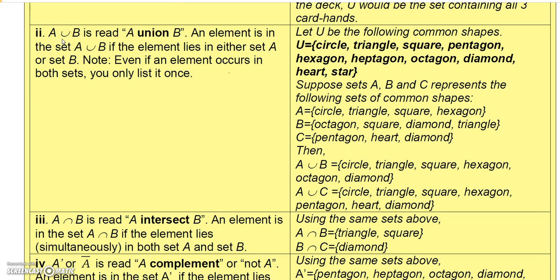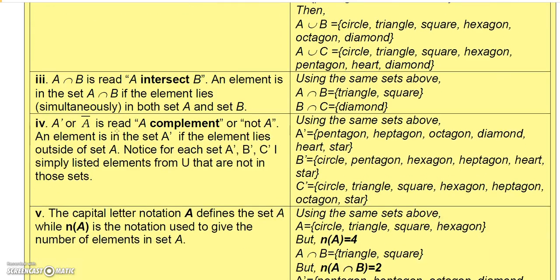This notation would be the set A union B. So for instance, if the universal set were these shapes: circle, triangle, square, pentagon, hexagon, heptagon, octagon, diamond, heart, and star, then let me just make up 3 sets here. Let's say that A is the circle, triangle, square, hexagon, B is the octagon, square, diamond, triangle, and C is the pentagon, the heart, and the diamond. Then A union B would be just the combination of everything that's in A with everything in B, and of course you don't duplicate it. And A union C would be everything in A combined with everything in C without duplicating anything.